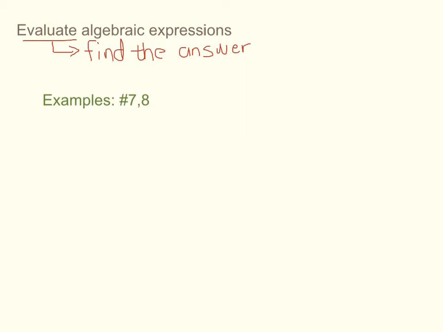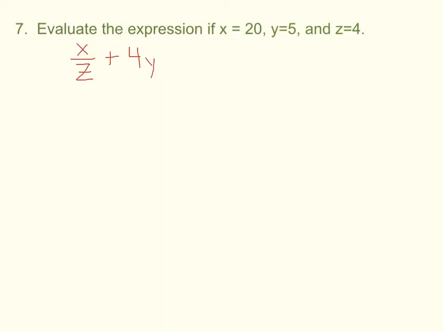The problems I'm going to be doing as examples are like number 7 and 8 in your homework. Number 7 says, evaluate the expression if x equals 20, y equals 5, and z equals 4. And they give us the expression x over z plus 4y. The first thing that you want to do when you're evaluating algebraic expressions is substitute the numbers in place of the variables.